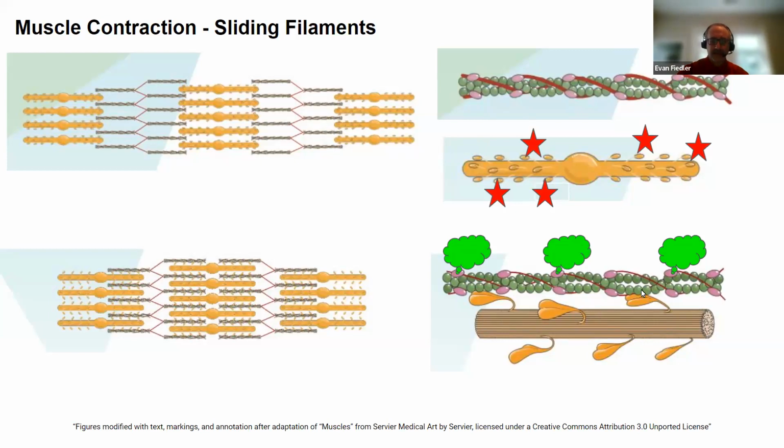The myosin heads bind to the actin, and there's a power stroke. When that's completed, then the myosin heads will bind to the ATP, preparing for the next contraction.